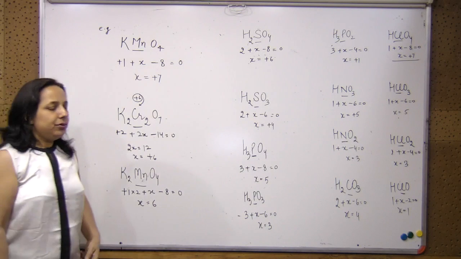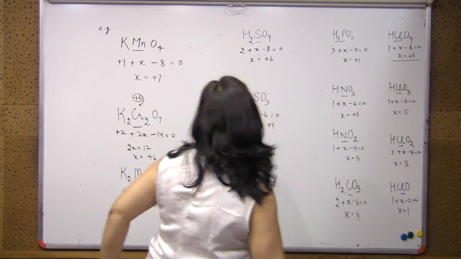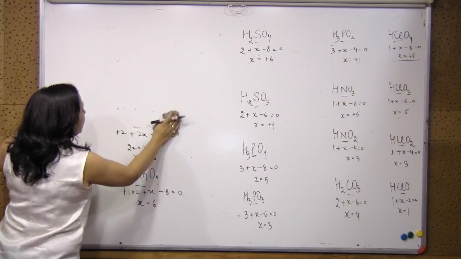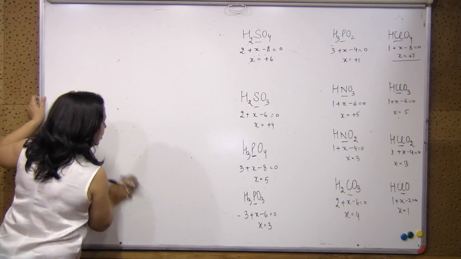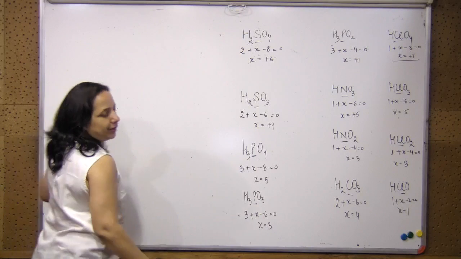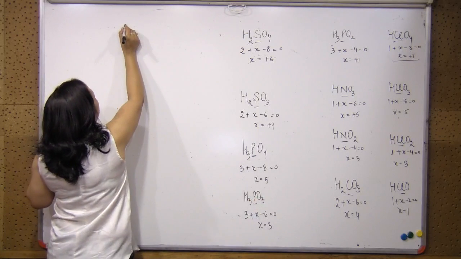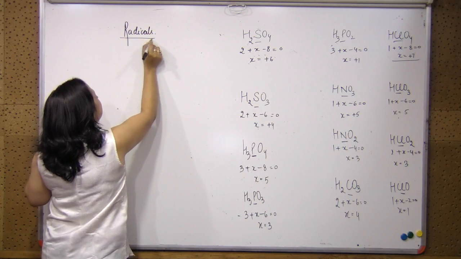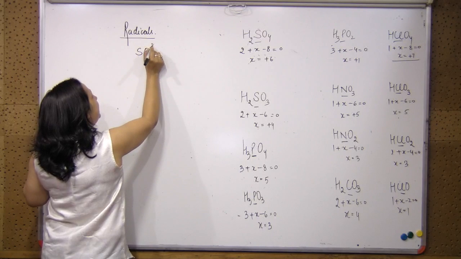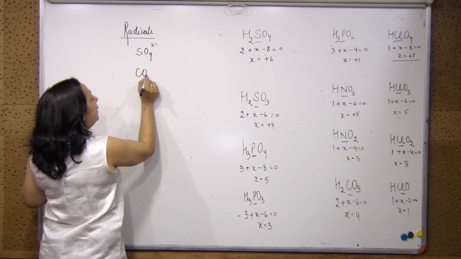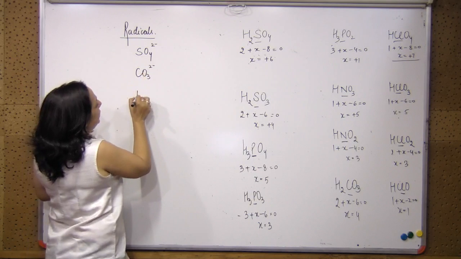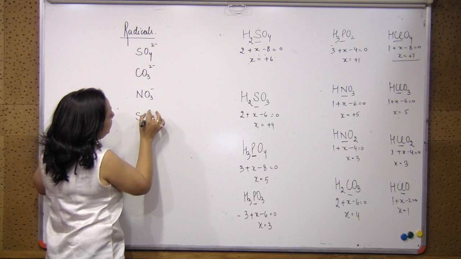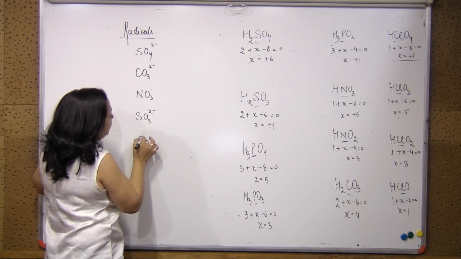Now there are a few species to be learned by heart, and those are called radicals. If you know the charge of a radical, calculating the oxidation number becomes very easy. For example, we must know a few radicals. Like sulfate, SO4 2 negative, carbonate, CO3 2 negative, nitrate, NO3 1 negative, sulfite, SO3 2 negative, sulfide, S 2 negative.